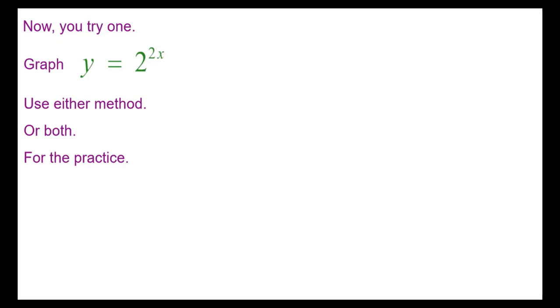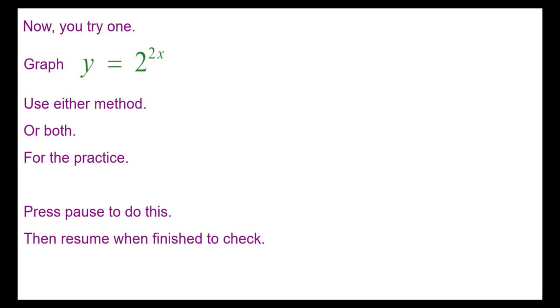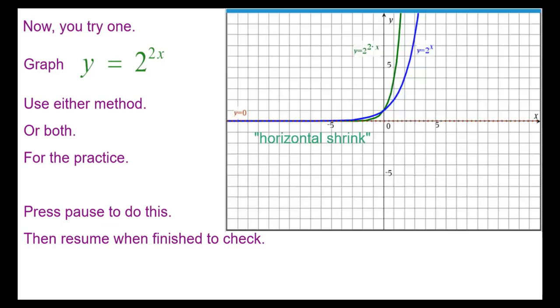Now you try one. Graph y equals 2 to the 2x power. Use either method or both for the practice. Press pause to do this and then resume when you're finished to check your answer. And here's your answer. It's a horizontal shrink.